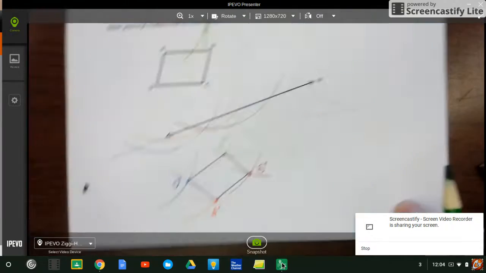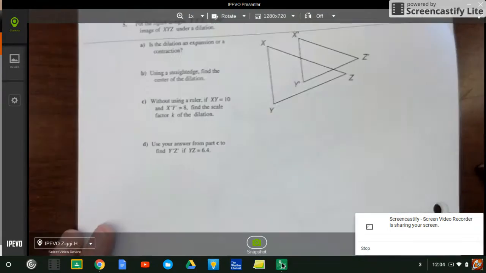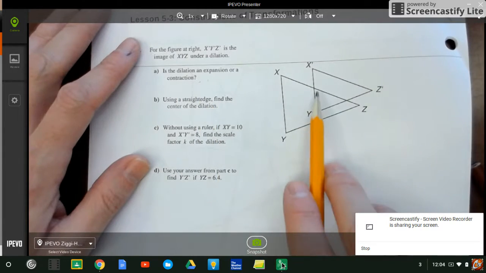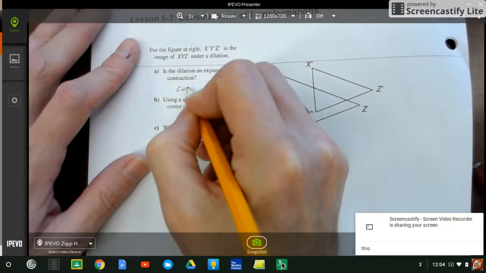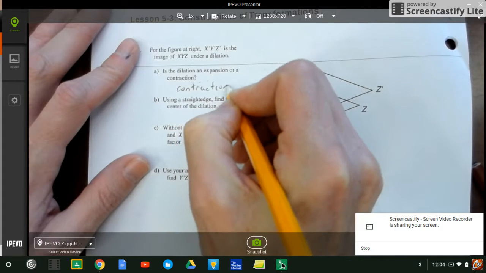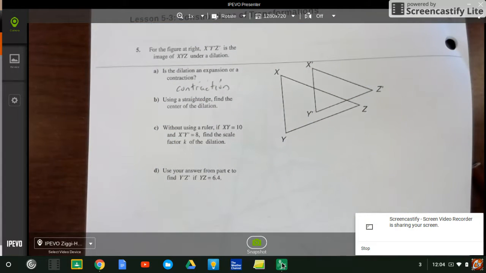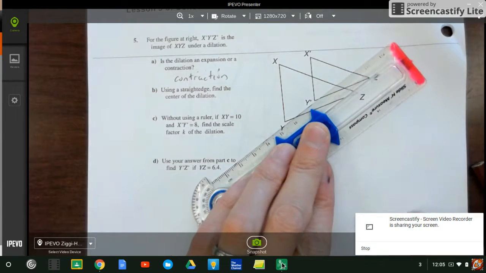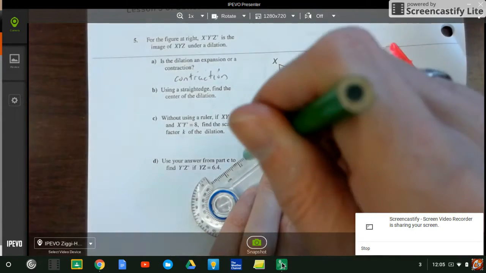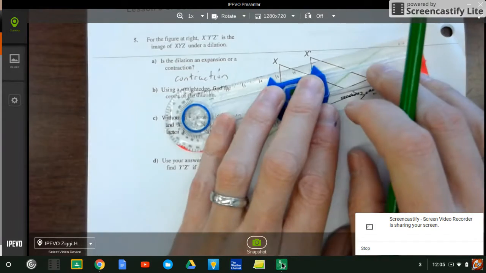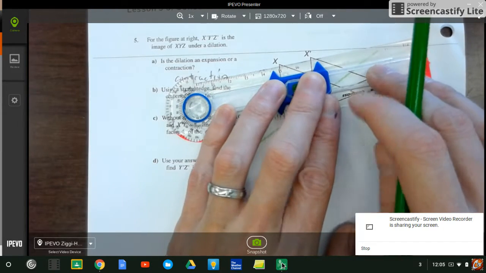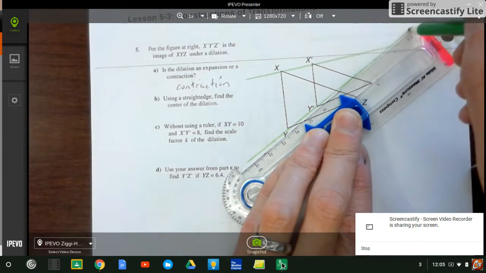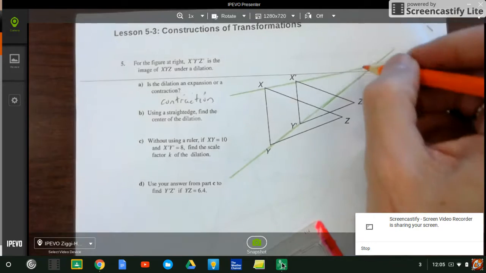One more of those and you're done for the night. So let's do that last one. This one, are we a dilation? Is it an expansion or contraction? Looks like it got smaller, so I'm going to say contraction. Okay, find that center of dilation. So we connect some points together. Connect Y and Y prime. I'm not sure which way it's going to go, so I'm just going to go in both directions here. X and X prime. Oh, now I see it. I need to extend that one a little more out this way. There we go. So there's my center.